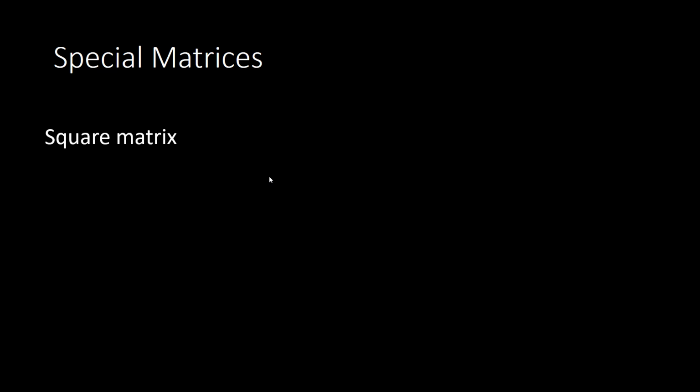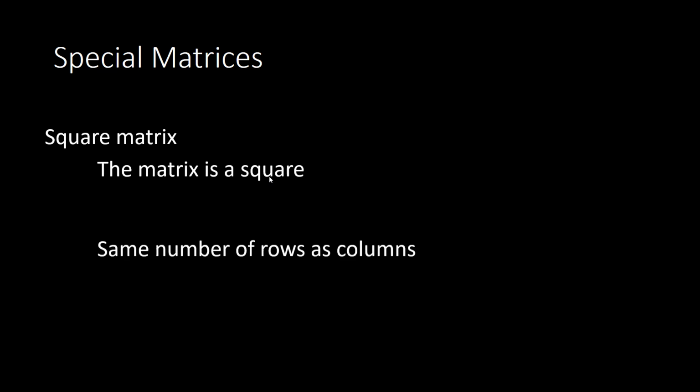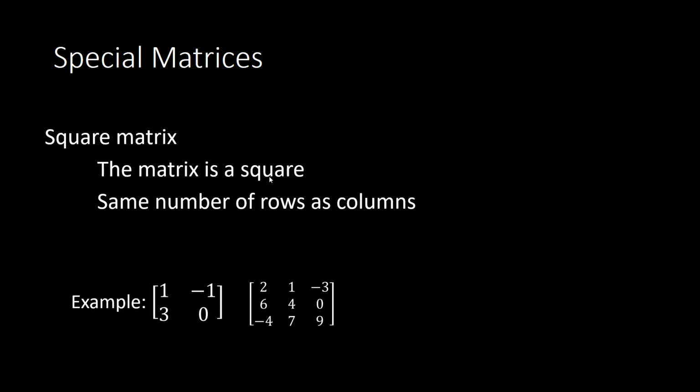The next type of matrix is called a square matrix. Now we should know that a square has the same width as it does the height. But in the case of a matrix, same concept, we have the same number of rows and the same number of columns. So for example, we see here the first one has 2 rows and 2 columns. The second one has 3 rows and 3 columns. The number of rows and the number of columns are the same measure.